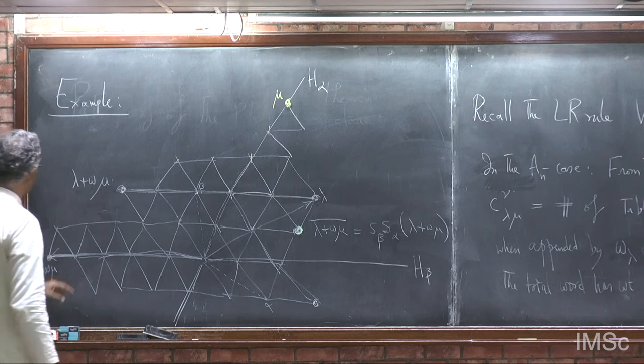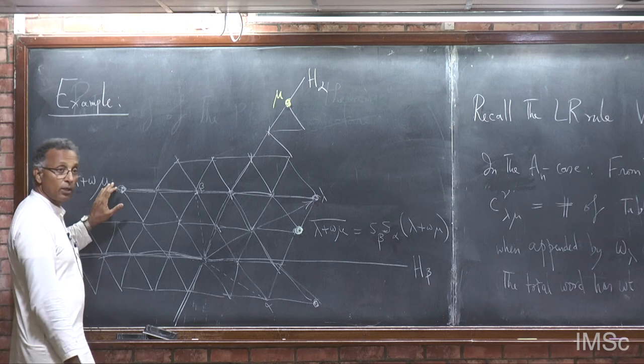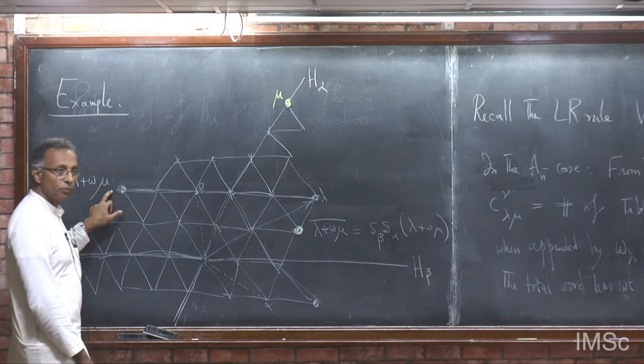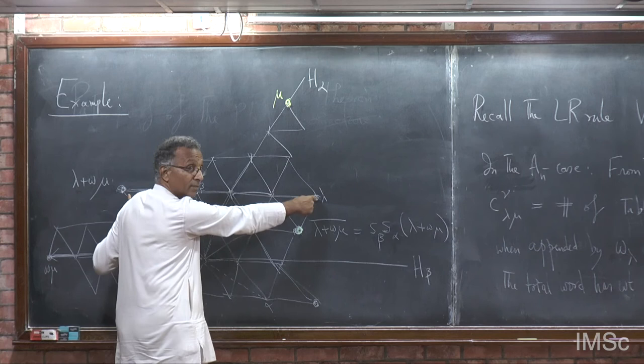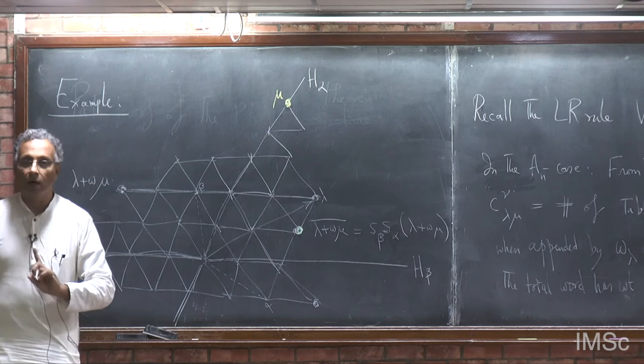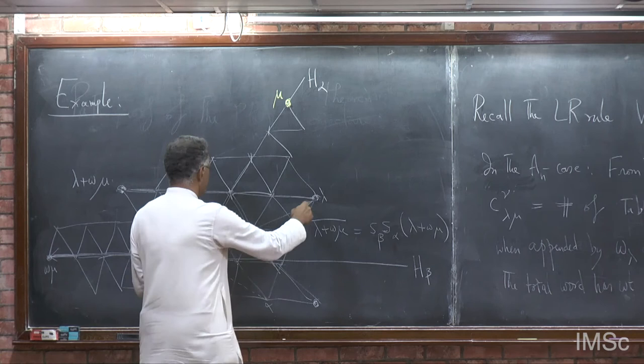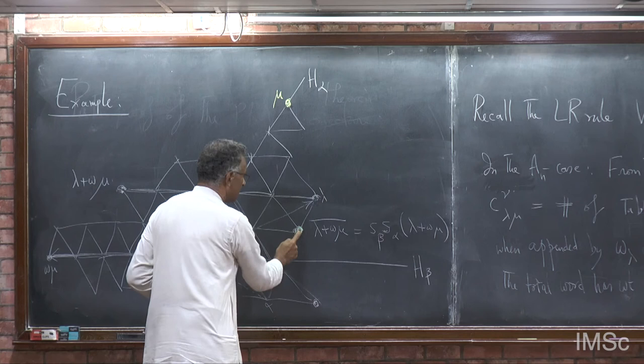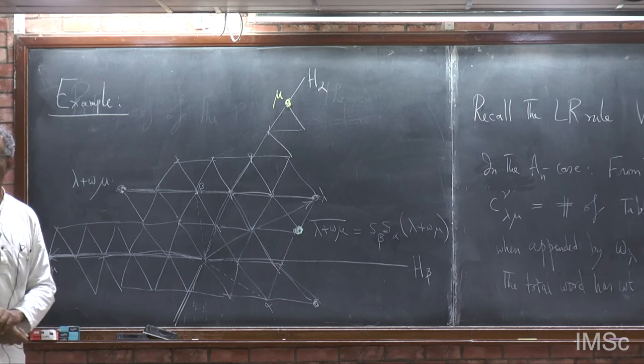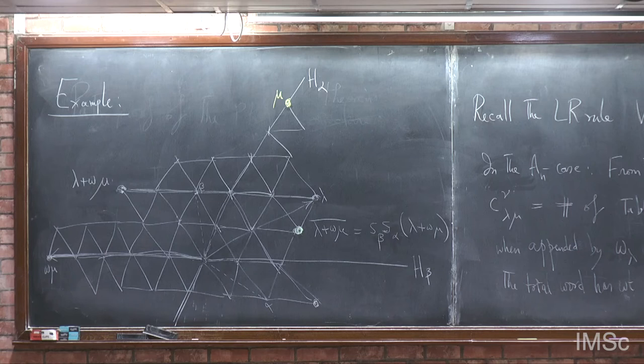So I do have a path of shape mu that gets me to lambda plus W mu, namely this path, in the sense that when I append it to lambda, I get to lambda plus W mu. What I want now is a path of shape mu, which when I append it to lambda, gets me here. What could I possibly do? You should think along the same lines as you were thinking. Or you too, I think you had the right idea, both of you.